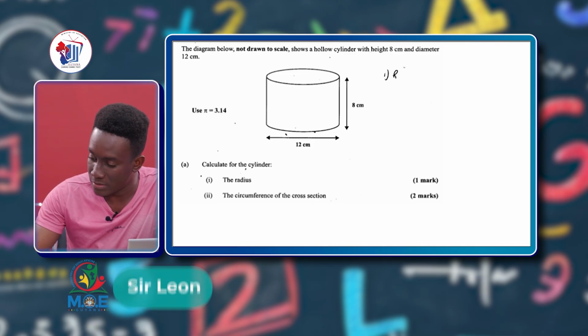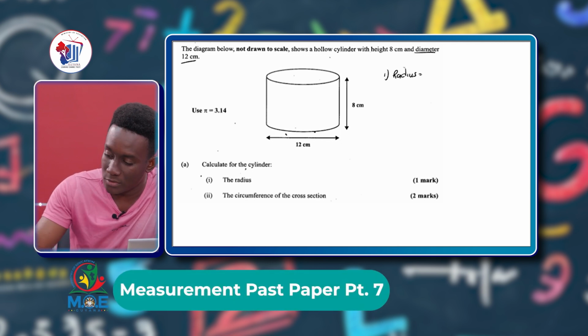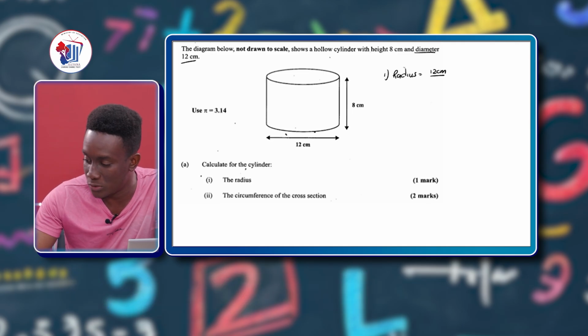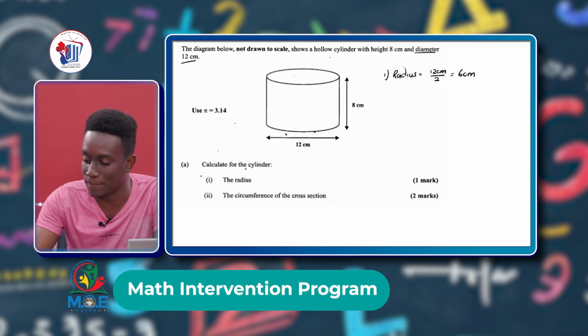So the radius. They told us that the diameter is 12 cm. So the radius would be half of that. So it's 12 cm divided by 2, which is equal to 6 cm. So the radius is equal to 6 cm, as easy as that.